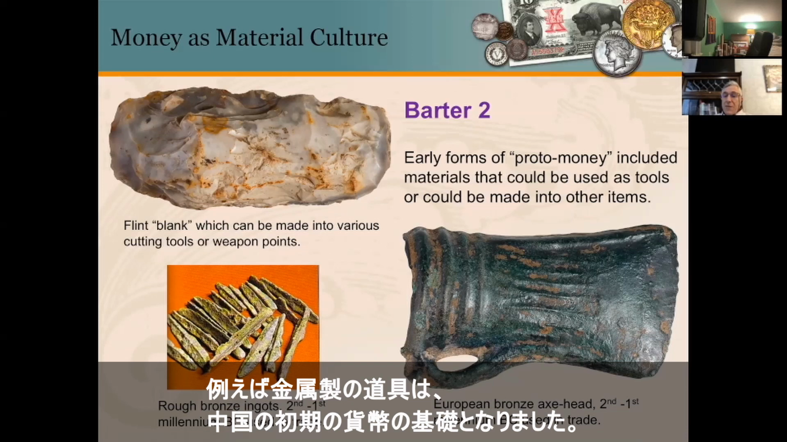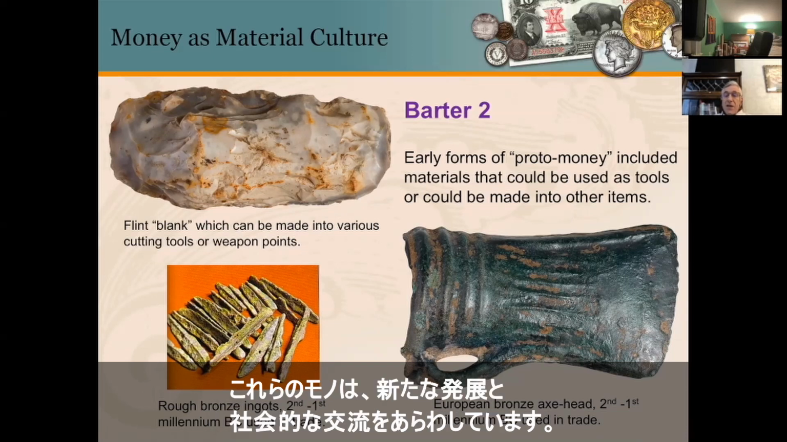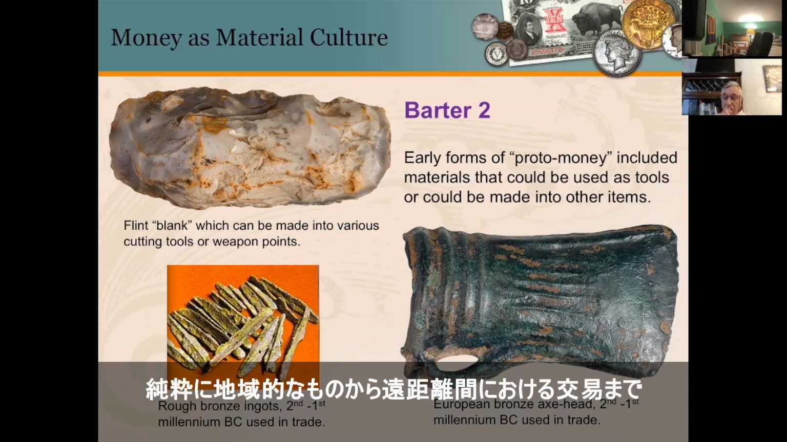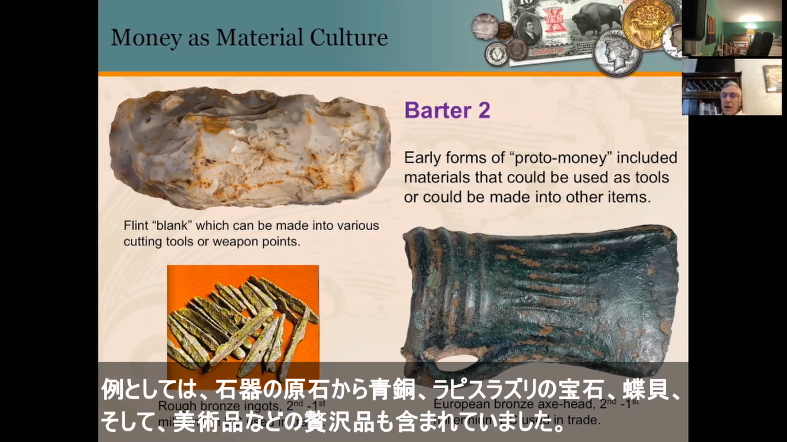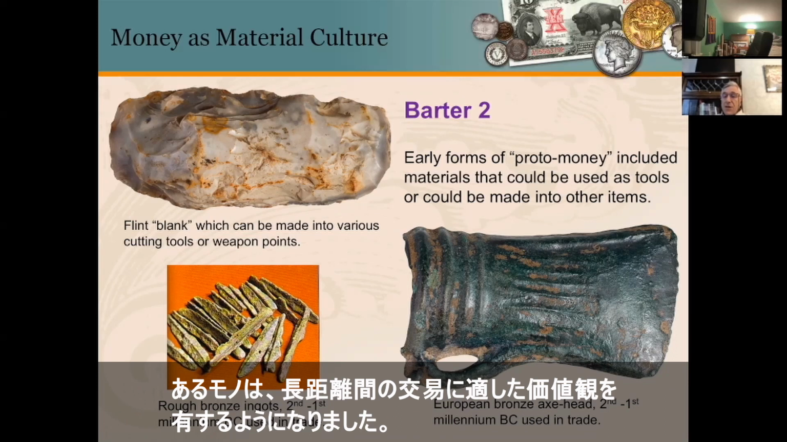Metal tools became the basis for some of the earliest forms of Chinese money, for example. These objects reflect a new development in social interactions, from purely local to more distant trade, which involved different commodities, raw materials or manufactured goods which did not exist in one area, being traded from areas where they did exist, ranging from raw flint to bronze and including luxury items such as lapis lazuli, gemstones, mother of pearl, and art objects. Certain objects emerged as preferred standards of value for long-distance trade.